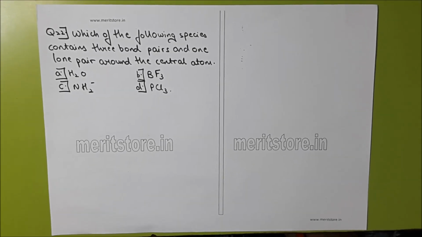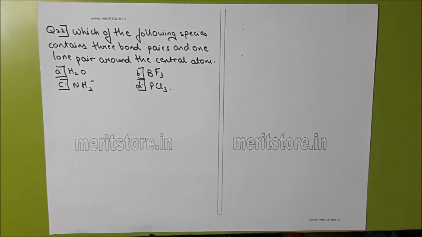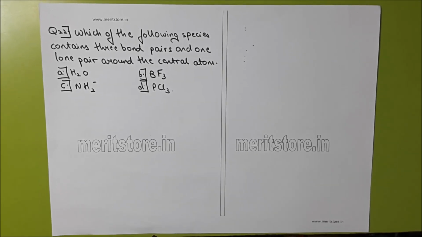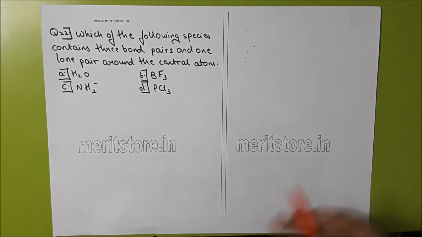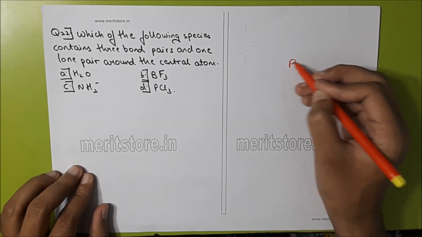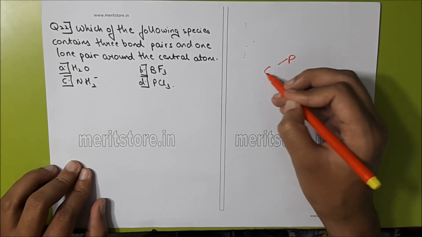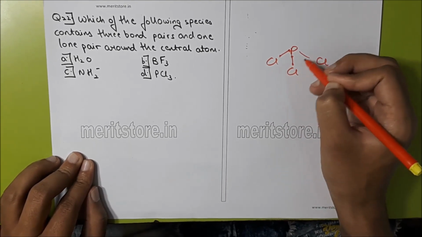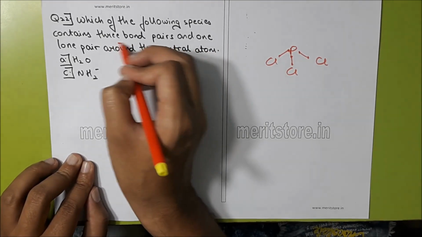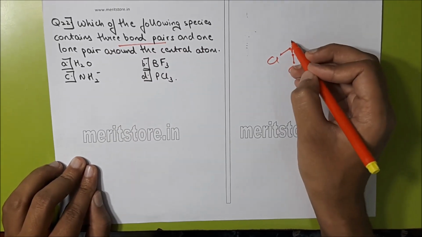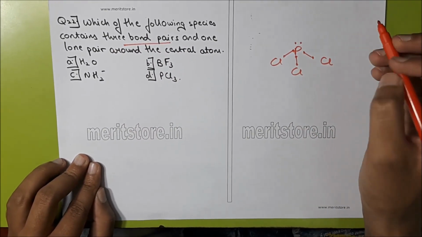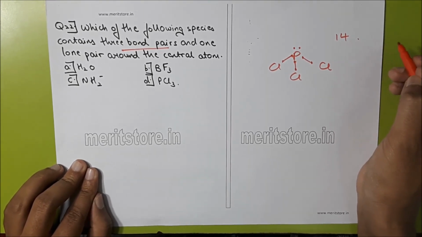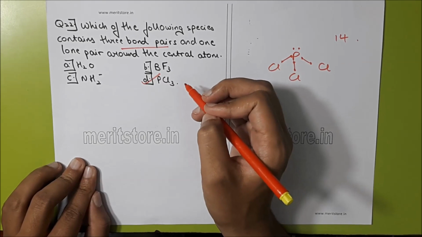Question number 22. Which of the following species contain 3 bond pairs and 1 lone pair around the central atom? A H2O, B BF3, C NH2 minus, and D PCl3. Okay. The structure of PCl3 contains 3 chlorine atoms. So it has 3 bond pairs of electrons and 1 lone pair of electrons. So the correct option is D PCl3.